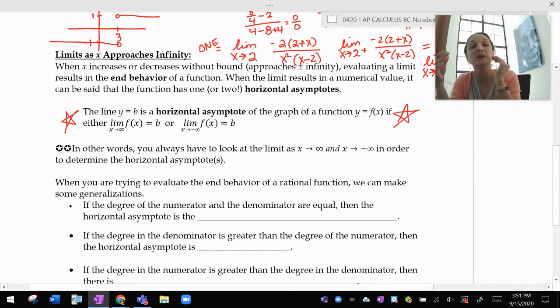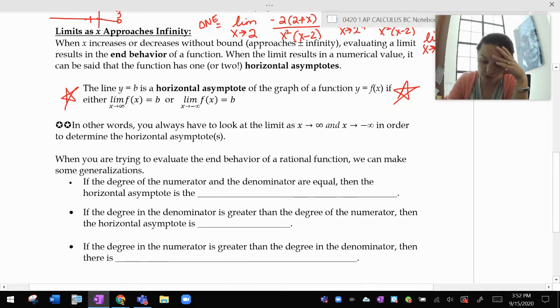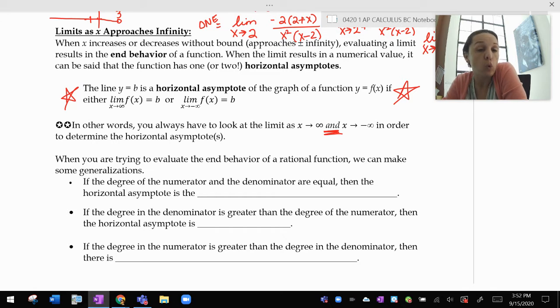Okay, so horizontal asymptotes, you check for those by letting x go to infinity. Also, you have to look at both of these limits, x approaches infinity and x approaches negative infinity, to test both sides, because there are plenty of things that have two horizontal asymptotes. So when you are trying to evaluate the end behavior of a rational function, and a rational function is a polynomial over another polynomial, we can make some generalizations.